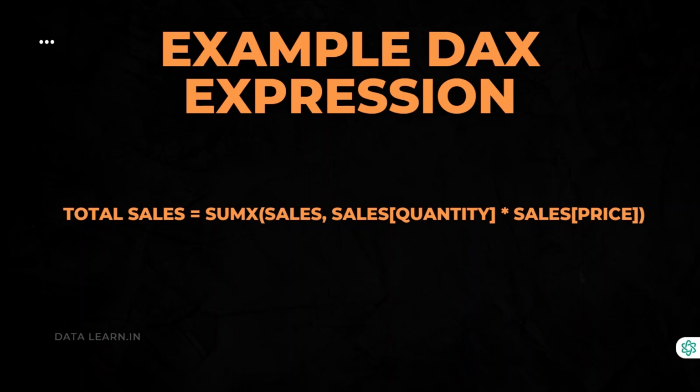In this expression, we are using the SUMX function to iterate over each row in the Sales table and calculate the total sales for each row. We reference the Sales table and specify the Quantity and Price columns to perform the calculation. The asterisk operator multiplies the quantity and price for each row, and SUMX then sums up all the individual sales values to give us the total sales for the entire table. We'll see that in detail later in our upcoming series videos.